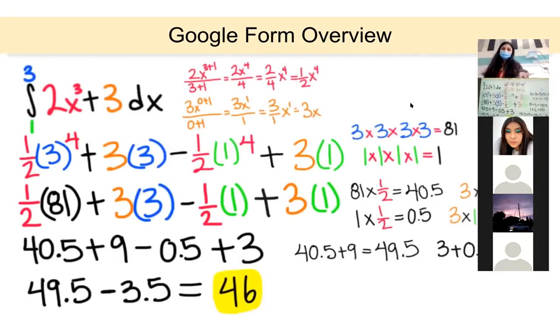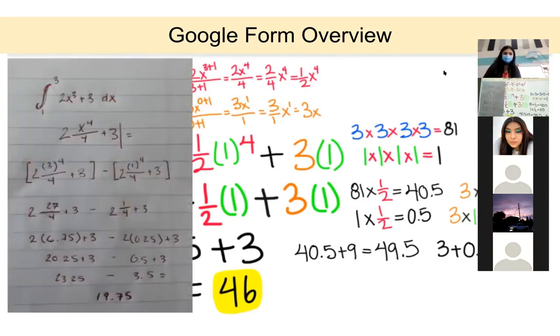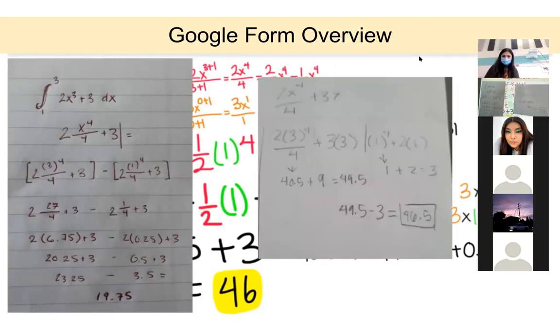Here's a picture of someone's solution on the Google form. I like the color coding. Notice their answer, they got 46. That's one student. Here's another sample. This student got 19.75. And let's see, I have a third sample. This particular student got 46.5. So actually there was a variety of answers. There wasn't a very common answer. So today, my hope is we're going to talk about this and see what exactly the answer is.